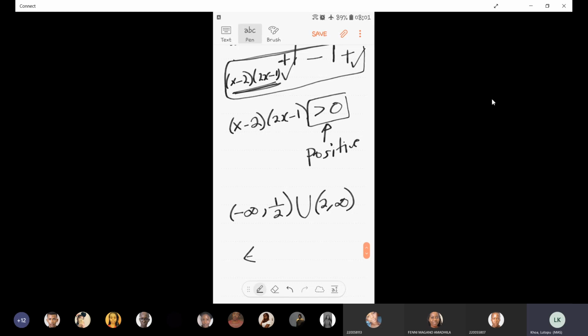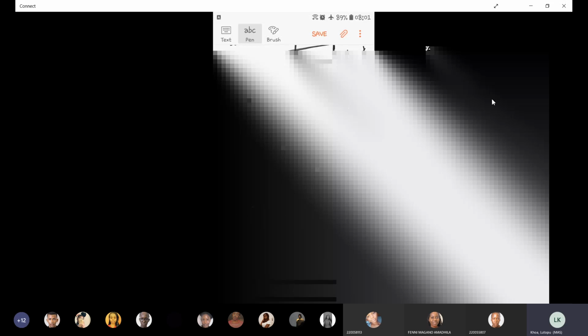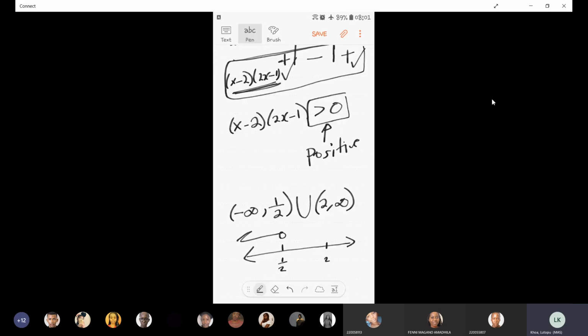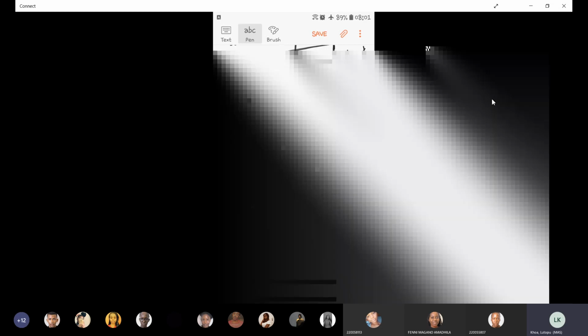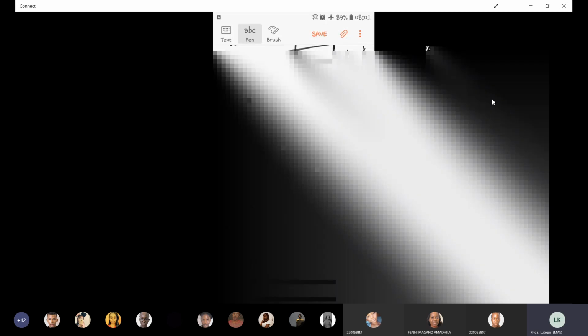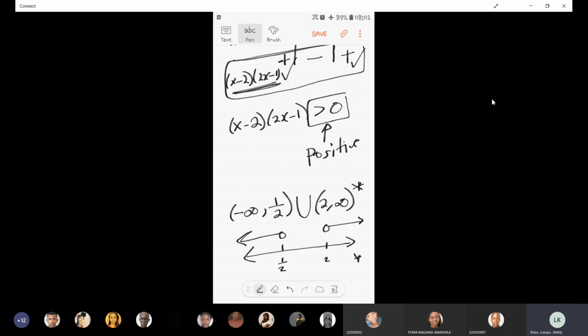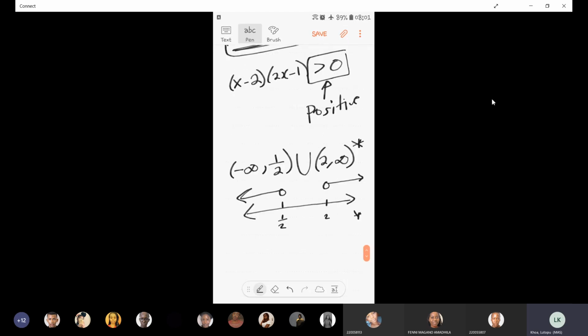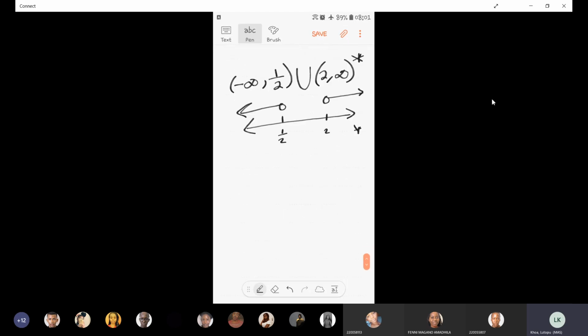And then I can represent this on a number line. I have half here, I have 2 there. My circle is open, going to the left. There, my circle is open, going to the right. So both of these ways, this is the first one, this is the second one, are different ways of representing your solution. The first one is an interval notation, and then the second one is a graphical representation of your solution. Okay, so that is how you would solve it.